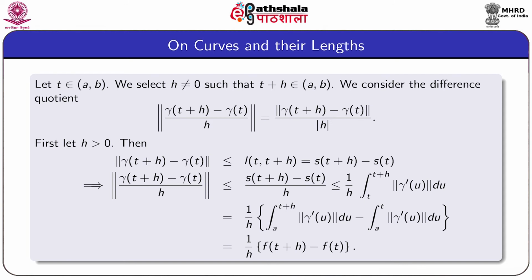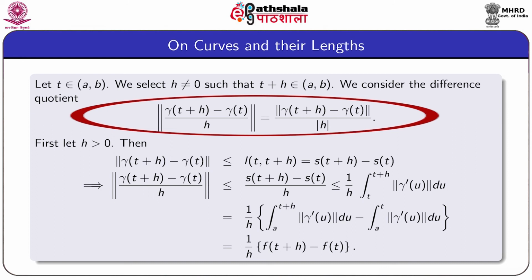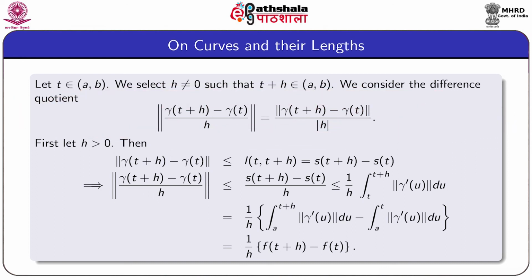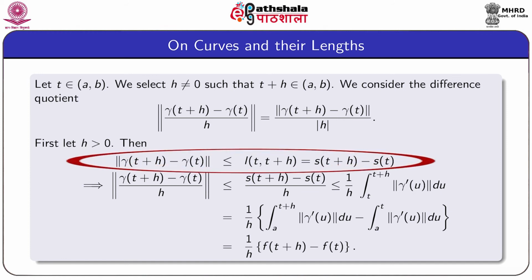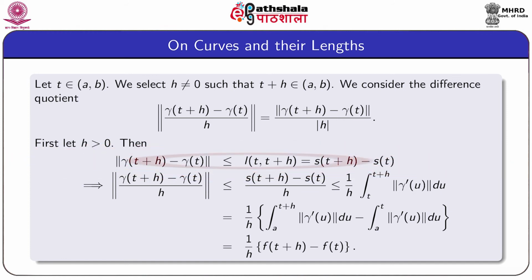Let t belong to the open interval (a,b). We select non-zero h such that t plus h is also a member of the open interval (a,b). Now we consider the difference quotient, the norm of gamma(t+h) minus gamma(t), divided by h, which is the norm of gamma(t+h) minus gamma(t) over the modulus of h. First, let h be positive. Then the norm of gamma(t+h) minus gamma(t) is less than or equal to L_t,t+h, which equals s(t+h) minus s(t). This implies the norm of gamma(t+h) minus gamma(t) divided by h is less than or equal to s(t+h) minus s(t) divided by h, as h is positive.